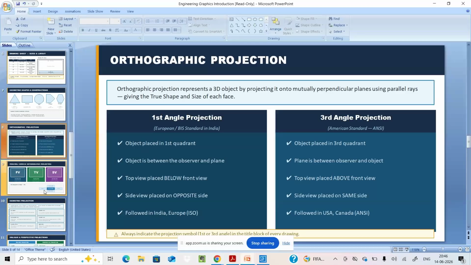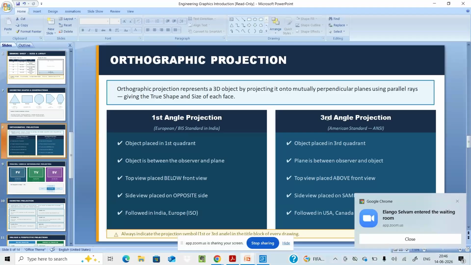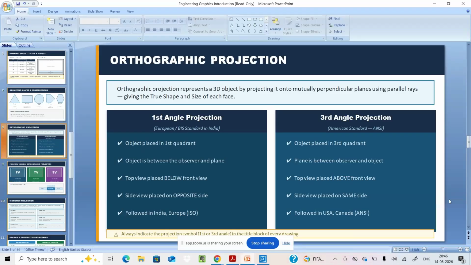Next, the main thing here is the orthographic projection. First and foremost, you need to know the first angle projection and the third angle projection. And in India, we are using only the first angle projection, where the object is placed in the first quadrant, between the observer and the plane. The only difference between first angle and third angle projection is that in the first angle projection the object is placed between the observer and the plane, whereas in the third angle projection the plane is between the observer and the object. So you'll have the front view, top view and side view.